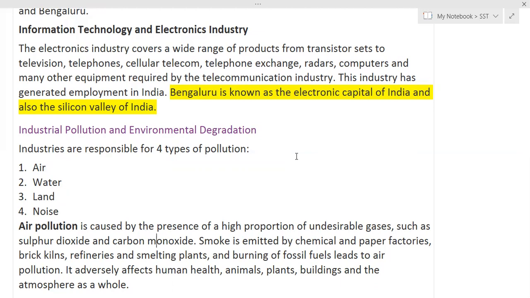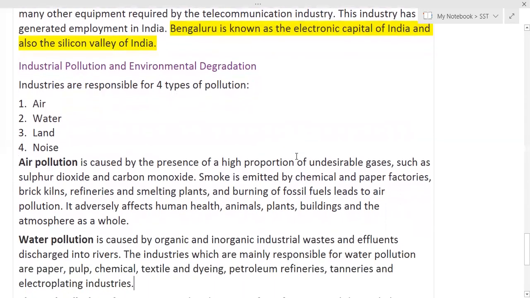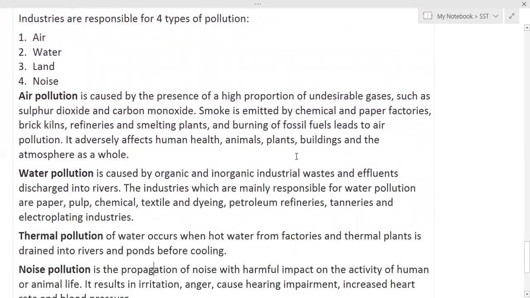Smoke is emitted by chemical industries. Industries are also very important for our economy, but still some industries cause pollution, and these pollutions are very harmful to our environment. This smoke is emitted by chemical factories, paper factories, big kilns, refineries, smelting plants, and burning of fossil fuel leads to air pollution.